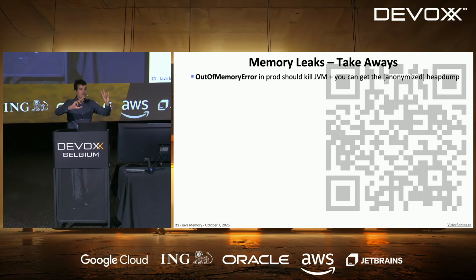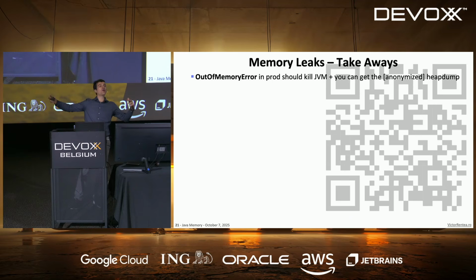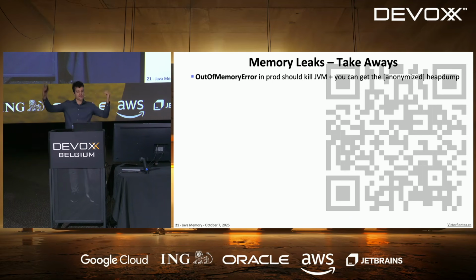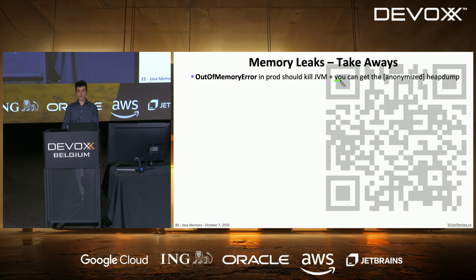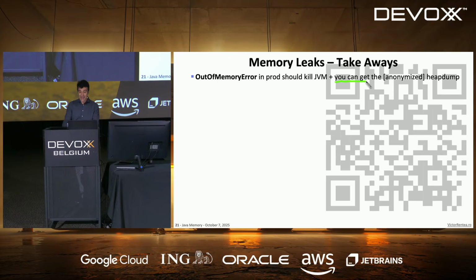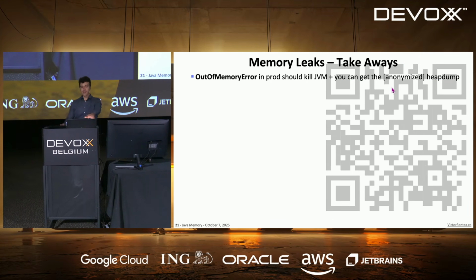Out of memory error. If it happens, any further call to that machine might fail for random reason, failing to allocate whatever. So it's safer to just shut down the VM, right? And then make sure that from your production, you can get the heap dump potentially anonymized with the PayPal tool. That's a very big problem.